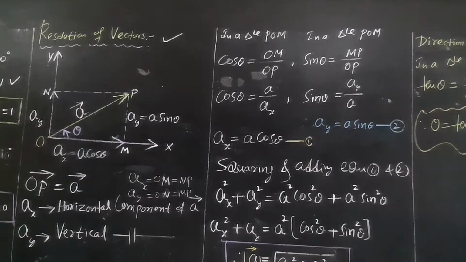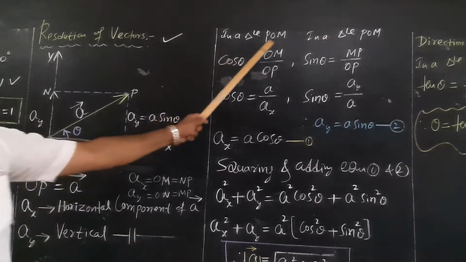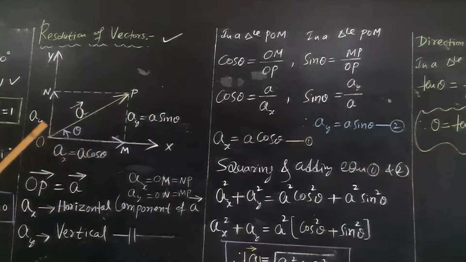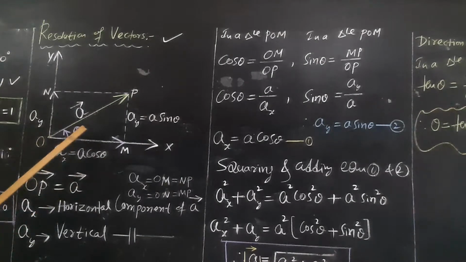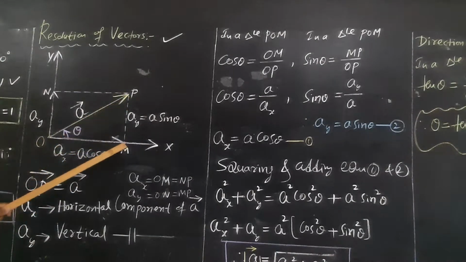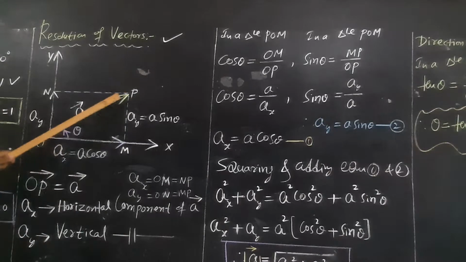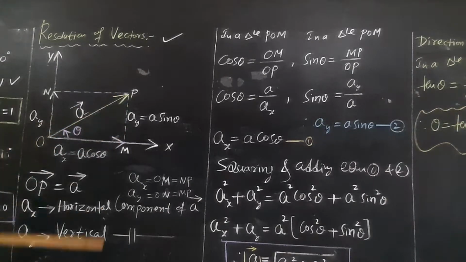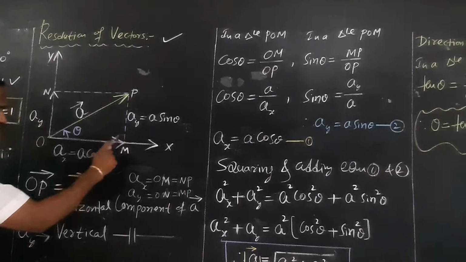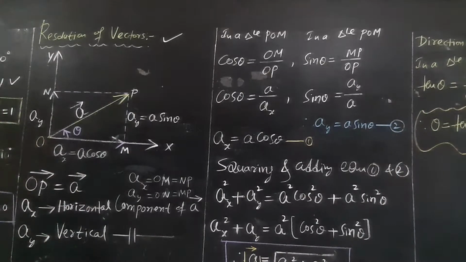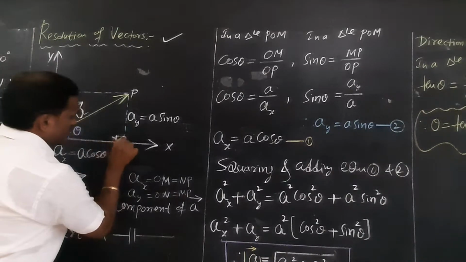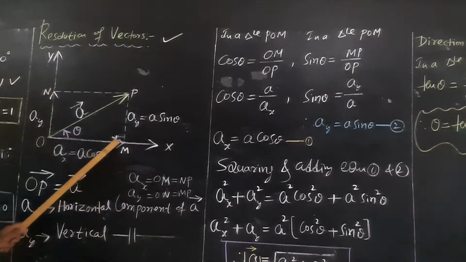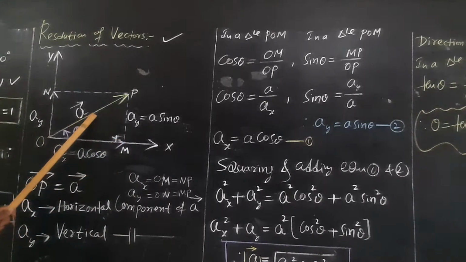Now observe carefully. In a triangle, POM is a right angle triangle. Opposite to the theta is called the opposite side. Here this is 90 degrees. Opposite to 90 degrees is the hypotenuse side.